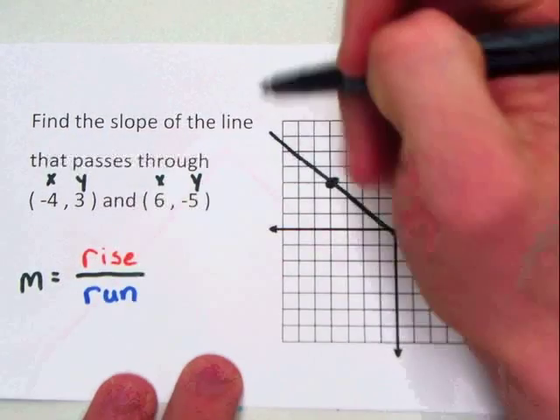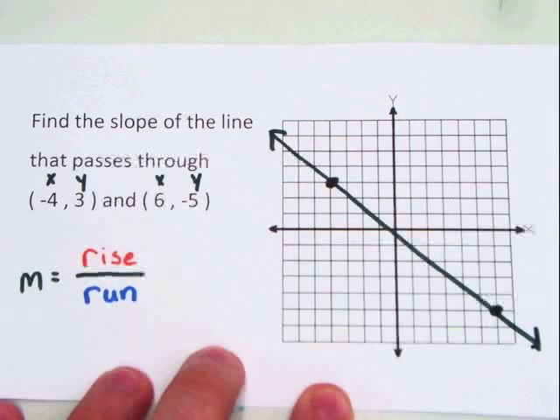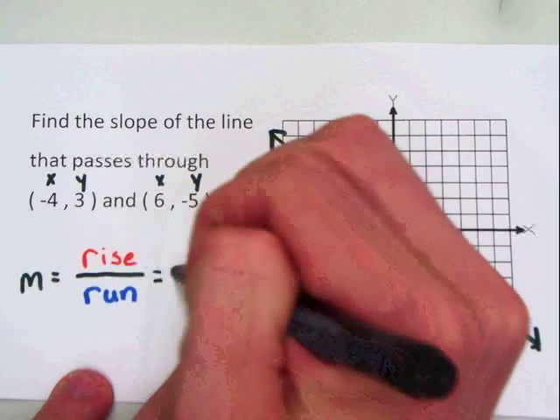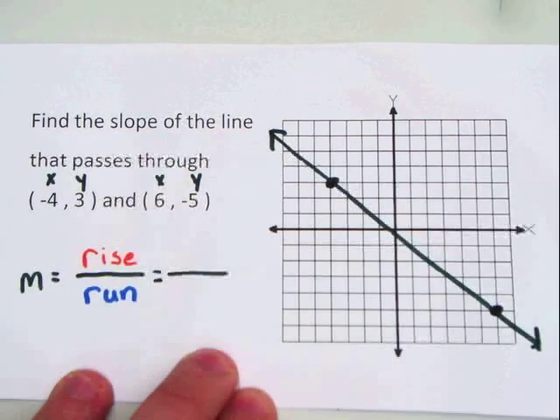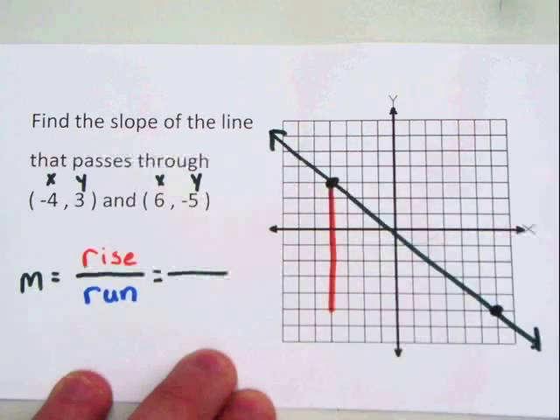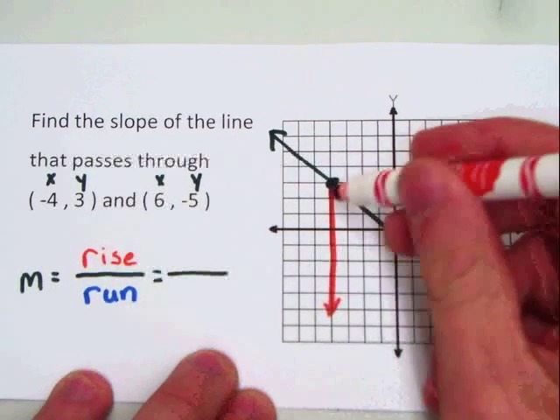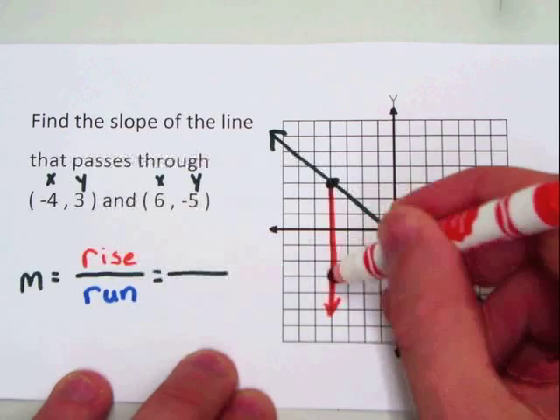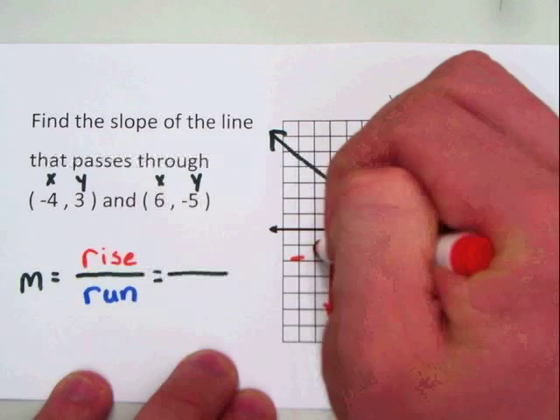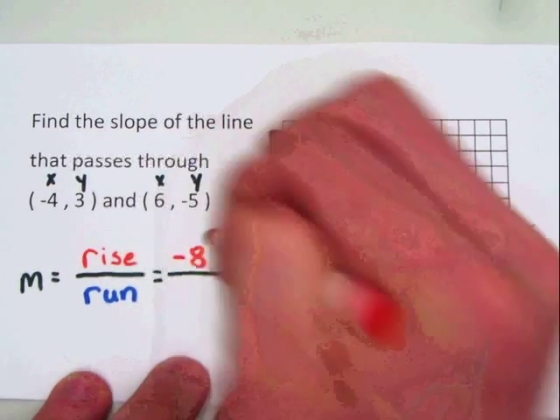The first point I am going to start at is the point on the left. That would be this point. So I'm going to calculate my rise. In this case, I'm falling, and I fall all the way down to there. Let's figure out how many spaces that is. 1, 2, 3, 4, 5, 6, 7, 8. And because I fell 8, I actually went down -8 spaces. So my rise is -8.